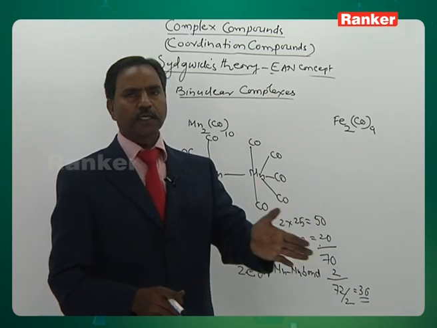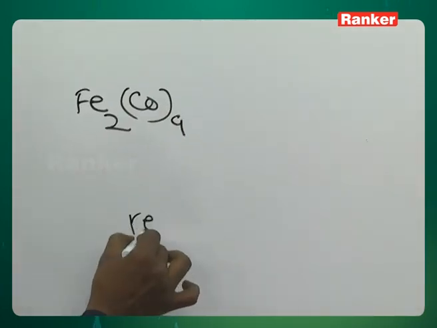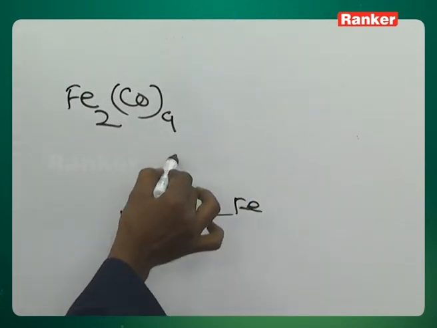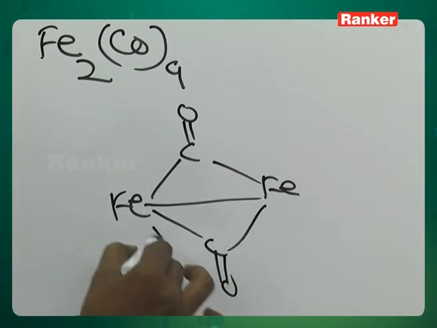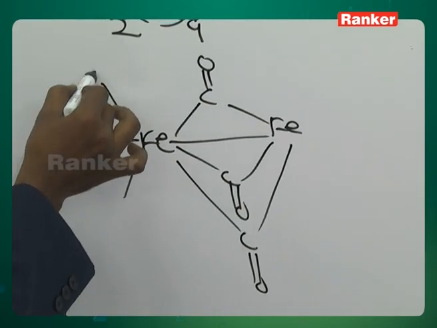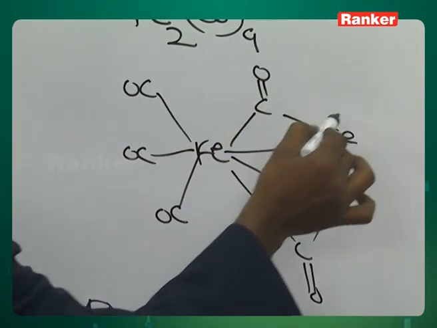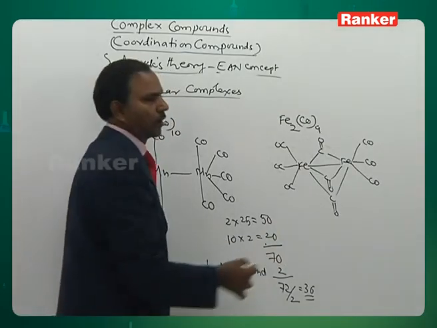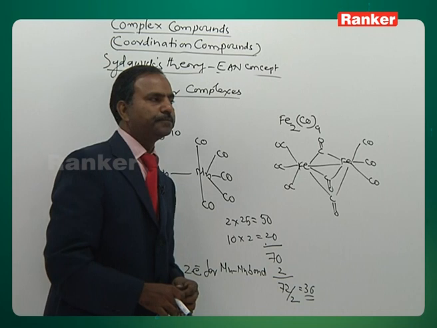Let me show the structure. I will show once again how to calculate this. Now I am writing the structure on the board, check it. Now Fe, and this particular complex has 3 carbonyl bridges, remember 3 bridges. 3 carbonyl bridges are like this, and again each iron is still linked to 3 more carbonyls. Then this is the structure of this particular complex, a binuclear complex, and these are the arrangement of carbonyl ligands.